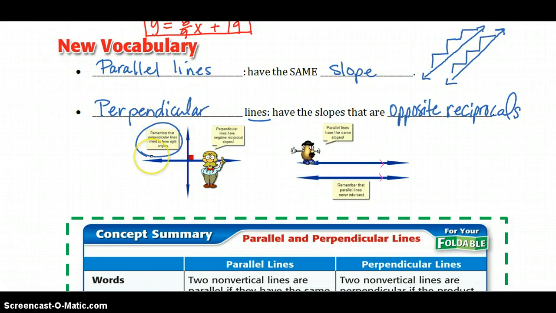So please realize that whenever we use the word perpendicular, we mean that we know there's a 90-degree angle in the corner of the two lines. And again, they have opposite reciprocal slopes.